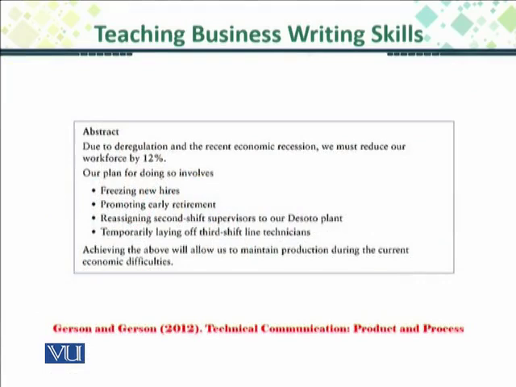You can see here that it is written in low-tech terminology. It says, due to deregulation and the recent economic recession, we must reduce our workforce by 12%. So anybody will be able to understand what this means. Our plan for doing so involves freezing new hires, promoting early retirement, reassigning second shift supervisors to our De Soto plant, and temporarily laying off third shift line technicians. Achieving the above will allow us to maintain production during the current economic difficulty. So at once the problem is presented, the solution is presented, and the benefit is also shown which the company can have if these suggestions are followed.